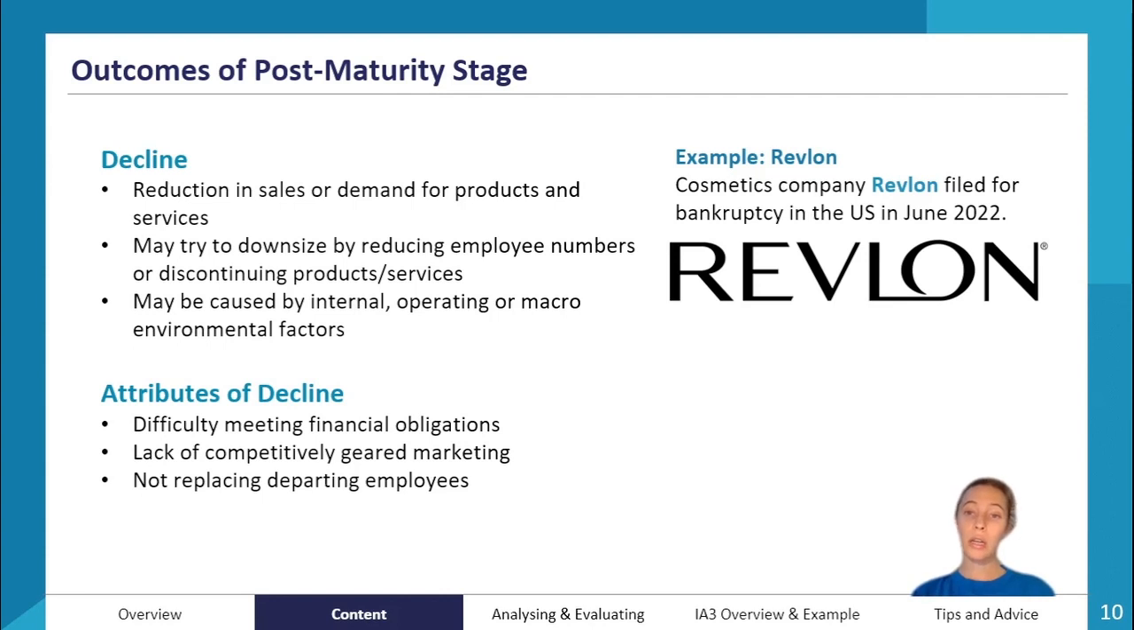So Revlon is a cosmetics company and it filed for bankruptcy in the US in June 2022. So that is an example of a strategy that a business is going to use to exit the market. So when a company is not able to continue anymore, sometimes they are forced to file for bankruptcy.